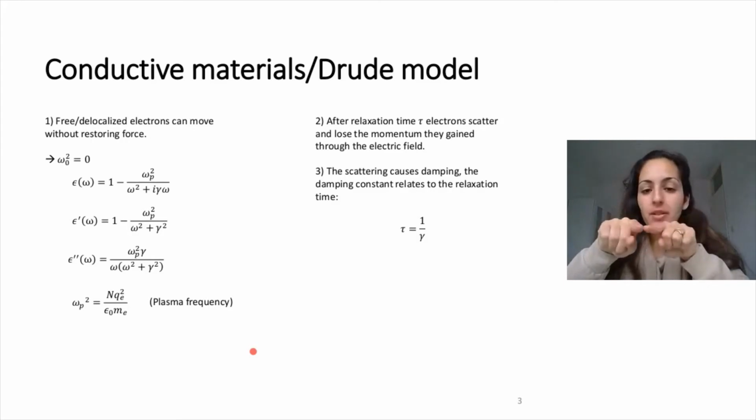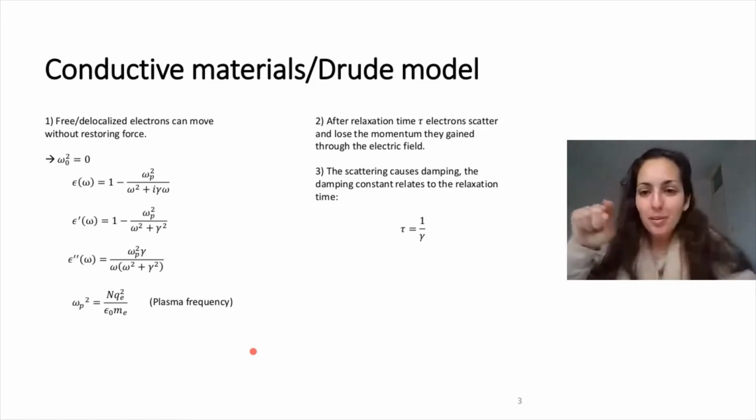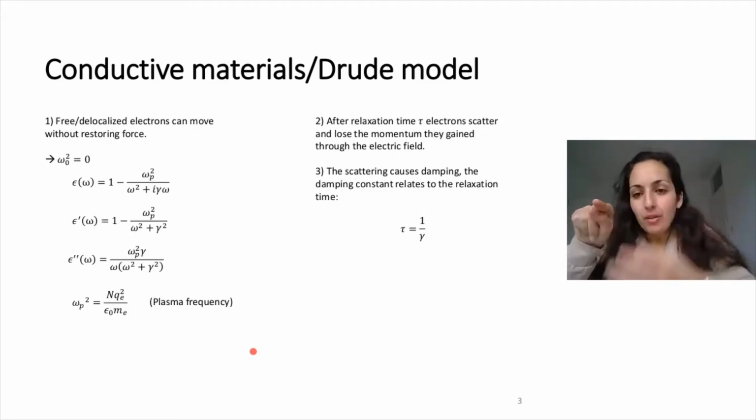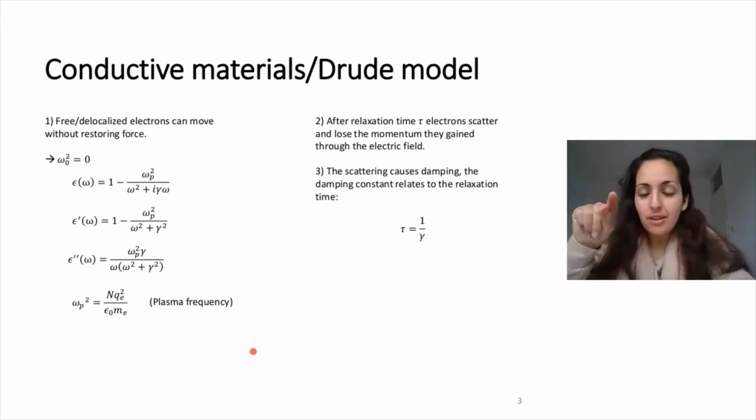And after this relaxation time, there will be a scattering event that will bring the velocity of the electron back to 0. And then the electric field has to basically start again. So in this model, we have electrons that are accelerated by the electric field, have a scattering event, and therefore their momentum gets lost, and then this continues.